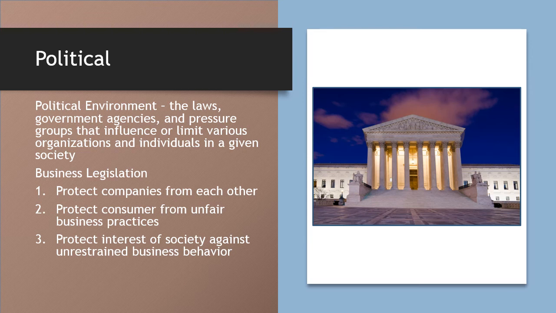The political environment is defined as the laws, government agencies, and pressure groups that influence or limit various organizations and individuals in a given society. Business legislation has been enacted for a number of reasons. The first is to protect customers from each other. The second purpose of government regulation is to protect customers from unfair business practices. And the third purpose is to protect the interests of societies against unrestrained business behavior.